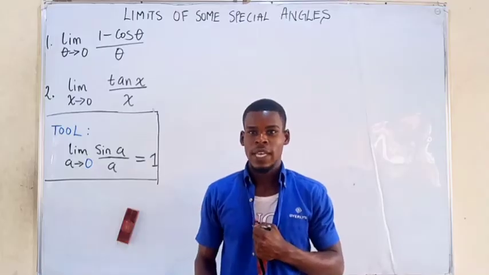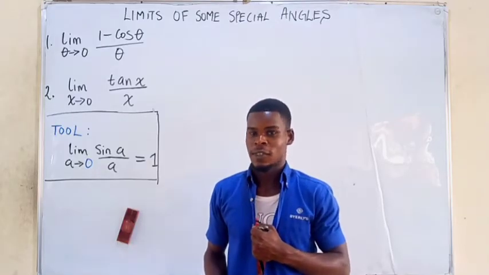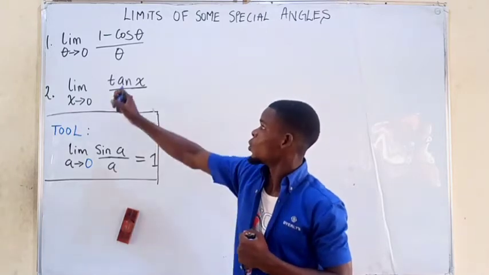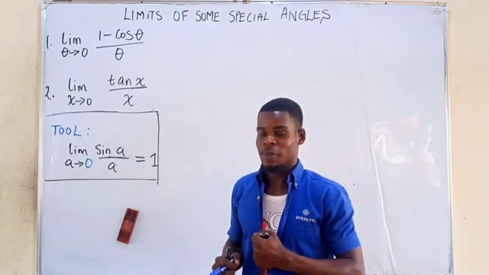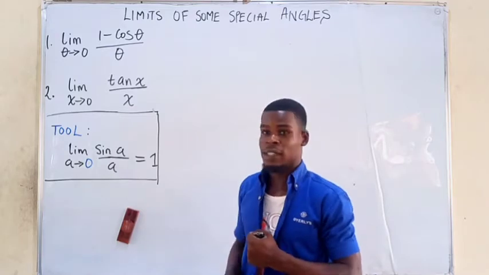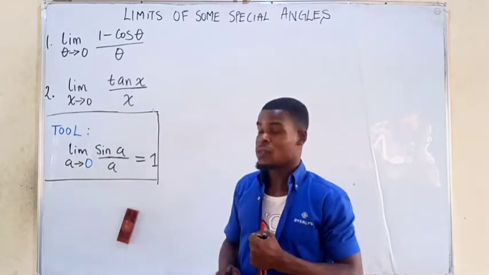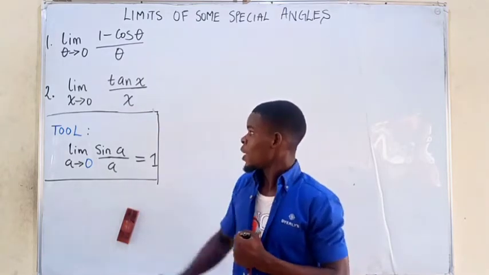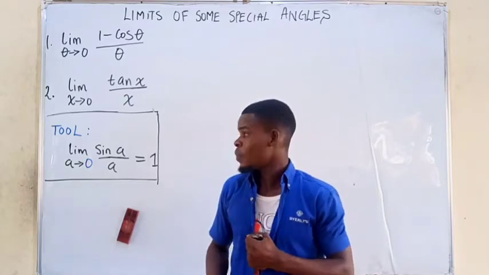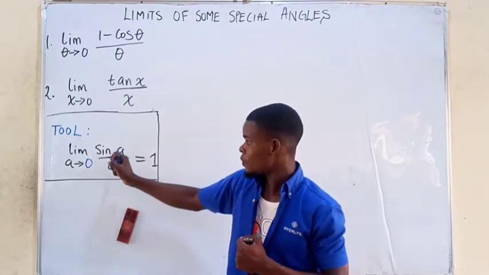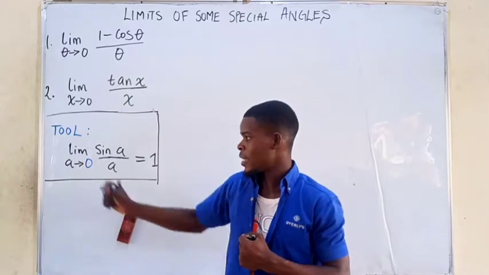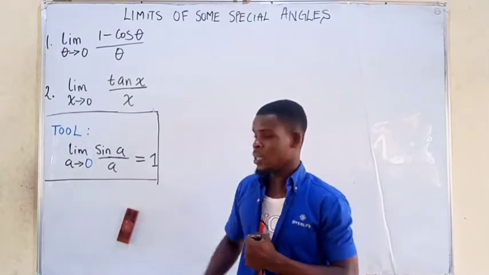In this video, we want to look at limits of some special functions. These special functions are based on trigonometry. We have the limit as theta tends to 0 of (1 minus cosine theta) over theta. Right here, we have a basic tool to make use of: the limit of sine a over a as a tends to 0. The result of that limit is going to give us 1.